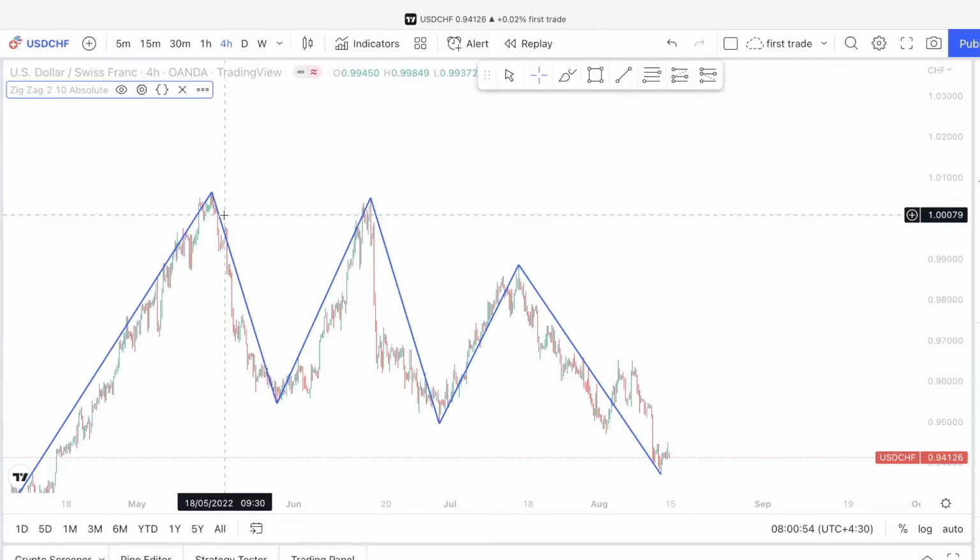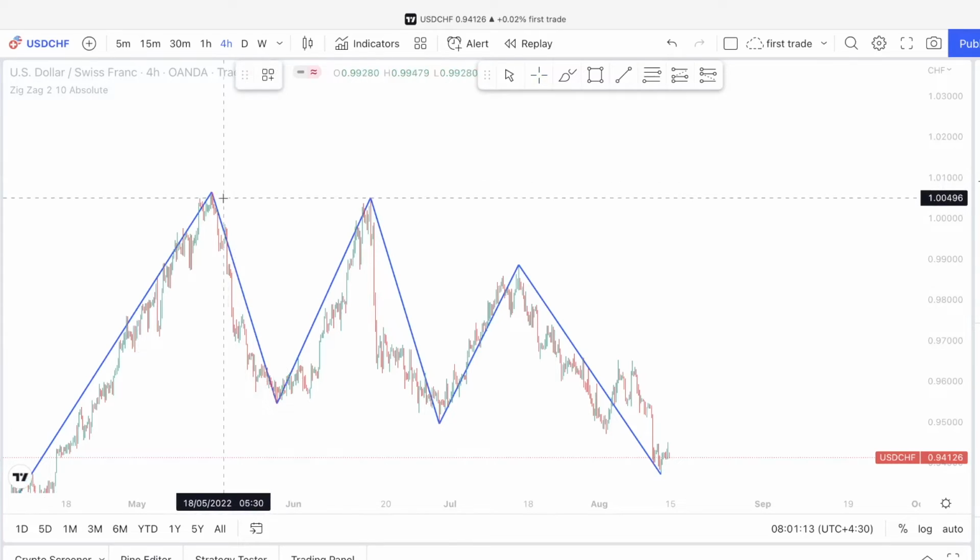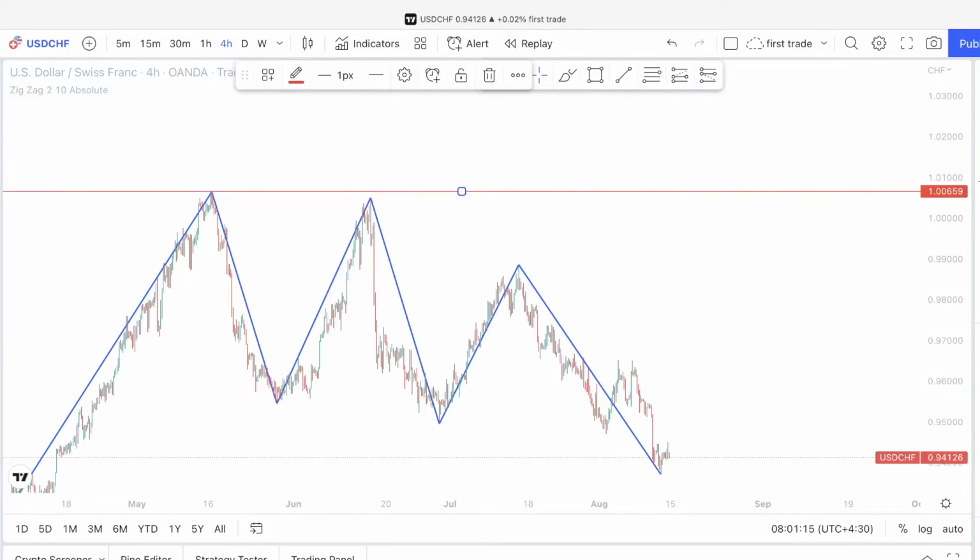So all the waves which are in the same direction as the main trend are considered impulsive waves. These waves make the trend, and they are normally bigger than corrective waves. So as you can see here, we are in a downtrend. Let me show you. You can see.